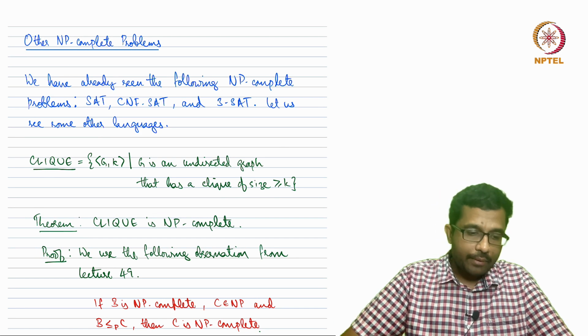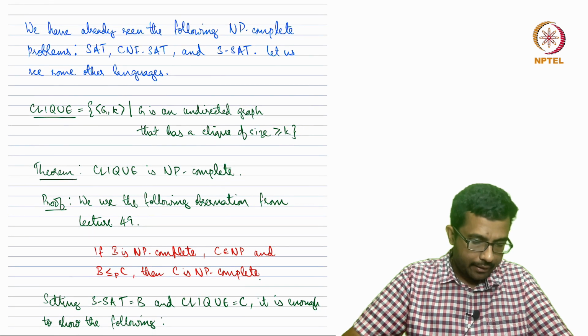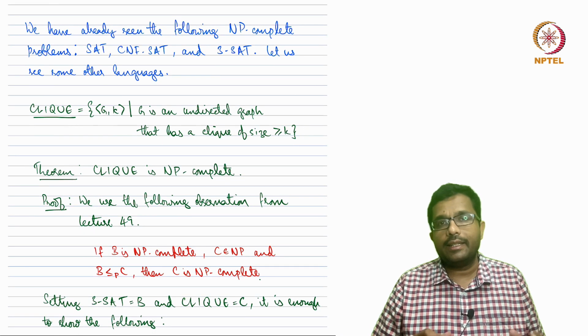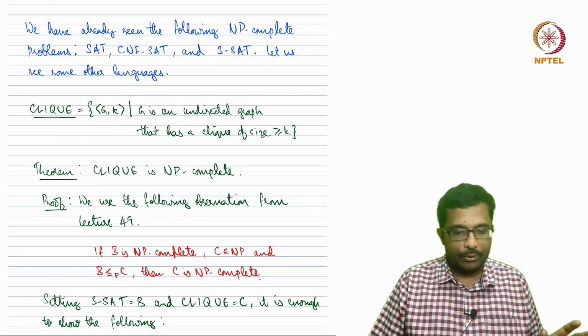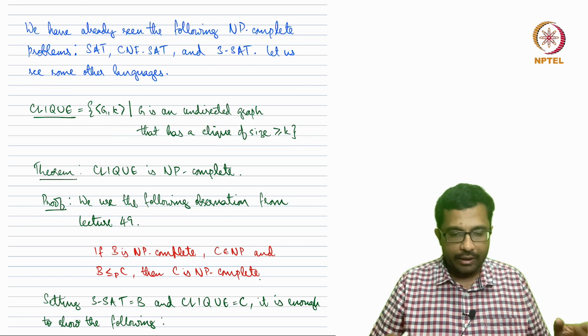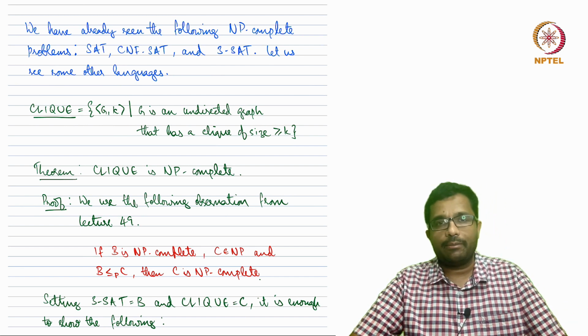So the first problem that we'll see is CLIQUE. In fact, all the ingredients to show that CLIQUE is NP complete we have already covered. So it is just about stating them, putting them together and seeing that it is NP complete.